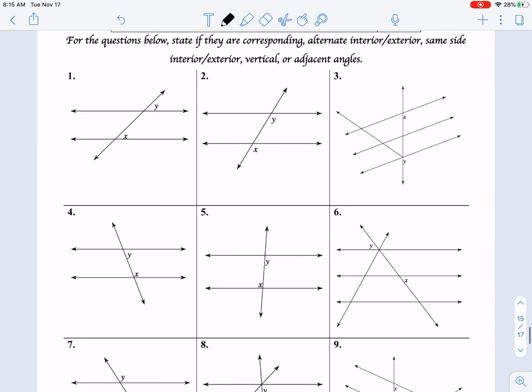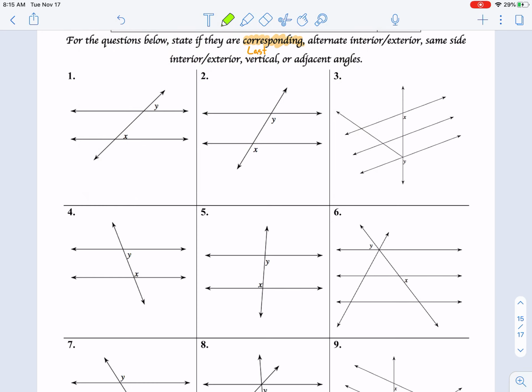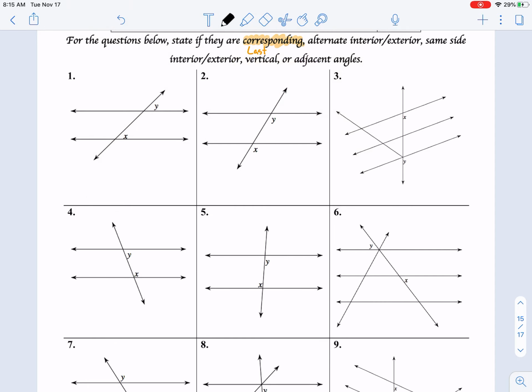Next thing we want to do is start naming parallel lines and their angles, or naming the angles of parallel lines. What I suggest you do is save corresponding for last, just my preference. So then we can have either alternate interior or alternate exterior or same side interior or same side exterior, vertical or adjacent angles.